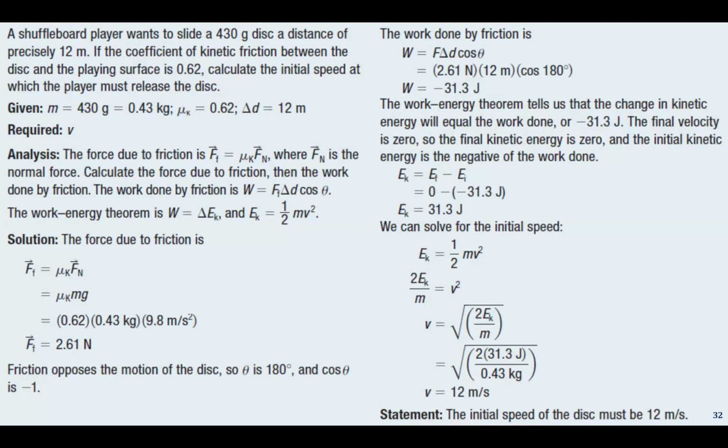We can solve for the initial speed. Ek equals 1/2 mv squared. And putting all the values in, we have v equals the square root of 2 Ek over m, which is approximately 12 meters per second. So the initial speed of the disk must be 12 meters per second.